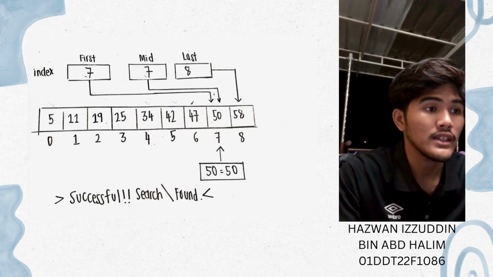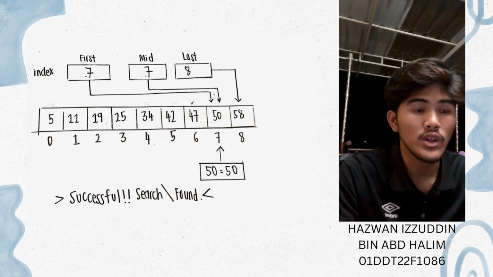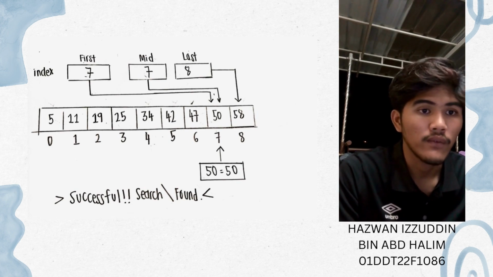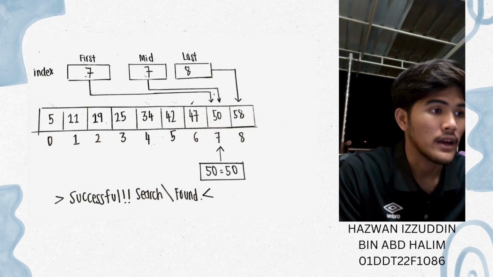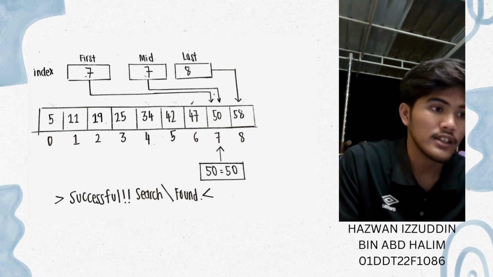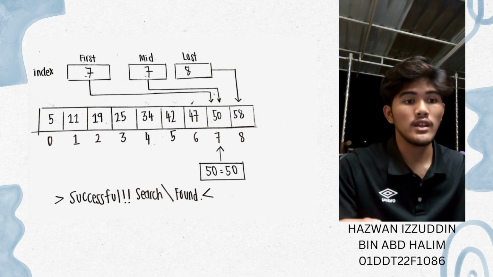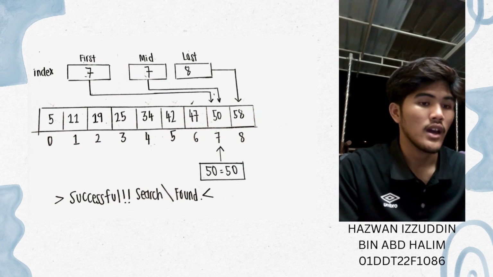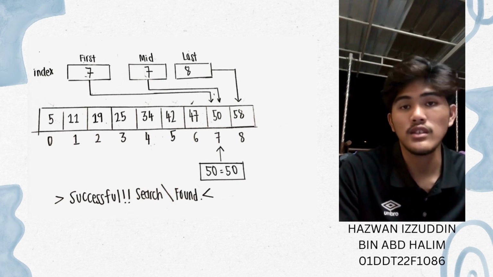If we calculate again between index 4 and 8, the mid will be index 6. First will be index 5 and last will be index 8. Now in the remaining set of the queue, we can identify that 50 is at index 7. Hence, it is proven that 50 is successfully found.